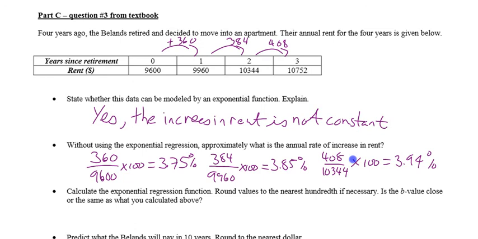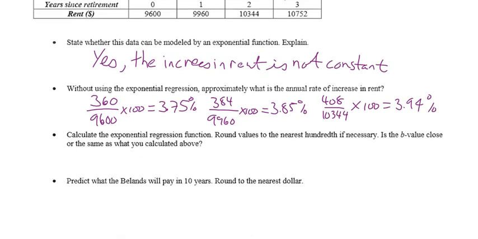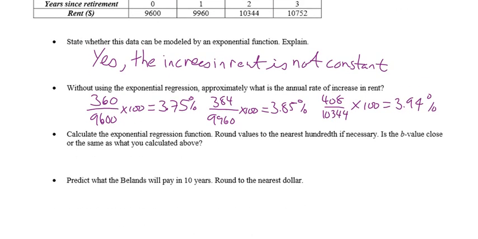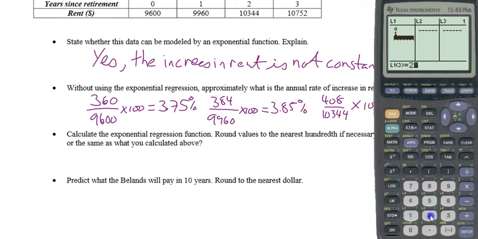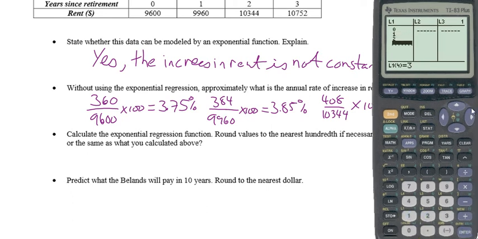Calculate the exponential regression function. Round the values to the nearest hundredth if necessary. Okay, so second, mem, clear all lists. Go to stat, edit. We're going 0, 1, 2, 3. Enter and over, and we've got 9,600, 9960, 10344, 10572.